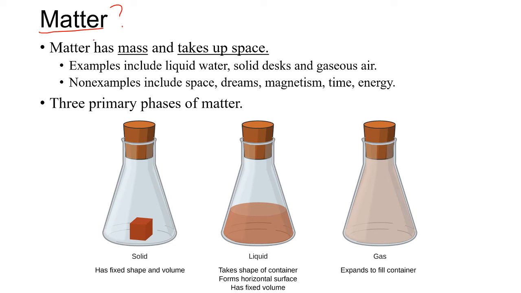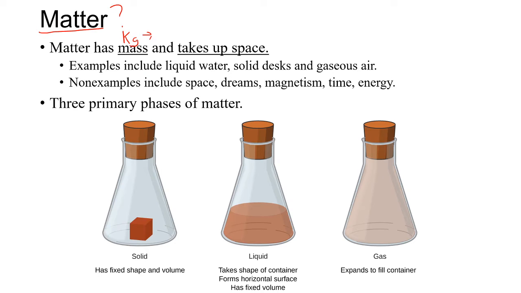What does it mean for something to be matter? And what does it mean for something not to be matter? So in order for something to be considered matter, it has to have two qualifications. First thing, it has to have mass, aka I have to be able to measure the amount of that substance that exists. So if I have a scale, for example, I can put that piece of matter on the scale and I can figure out what its mass is. Usually the SI unit for mass is kilograms.